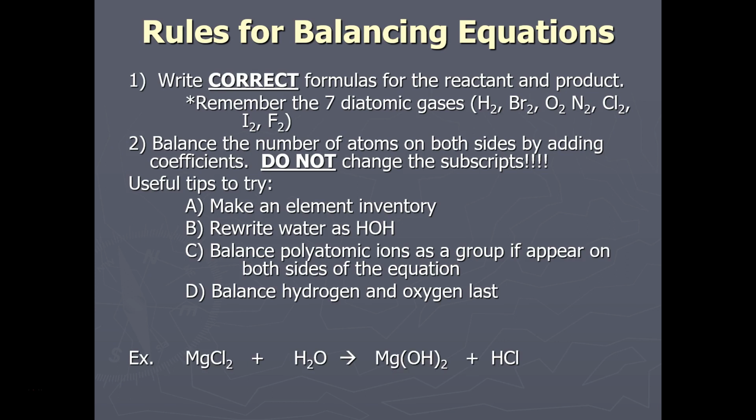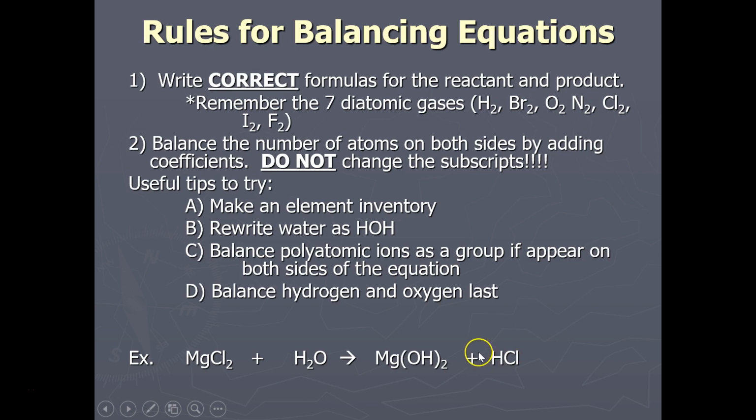So let's look at an example here. We have MgCl2 plus H2O yields Mg(OH)2 plus HCl. So let's look. I have one magnesium on this side, one magnesium on that side. That's pretty good. I want to leave that alone as much as possible. I have 2 chlorines on this side and only 1 chlorine on that side.